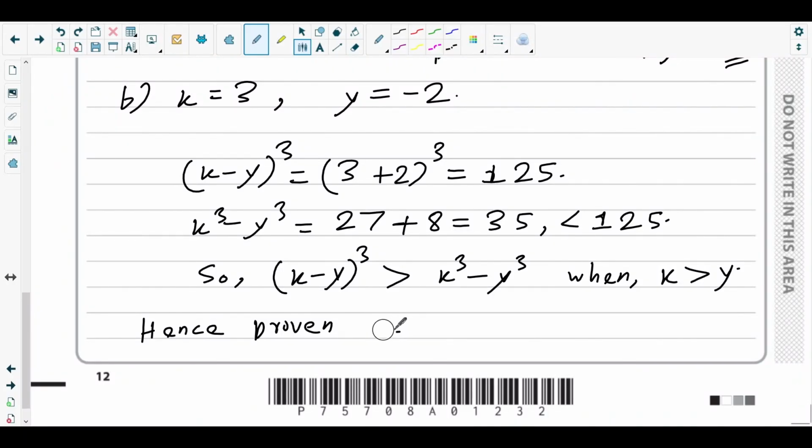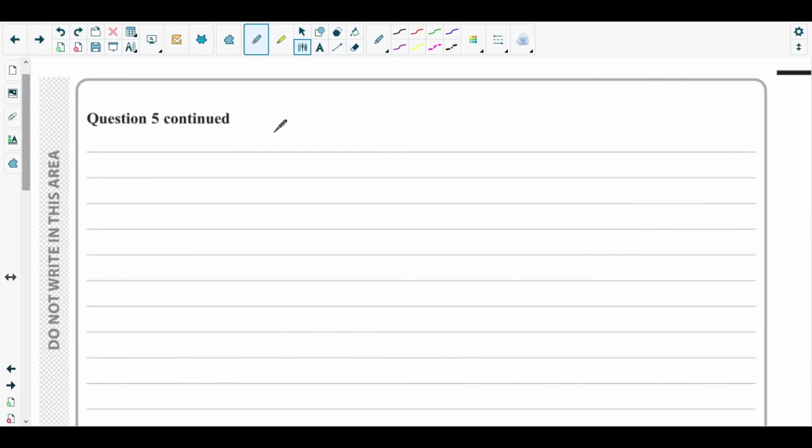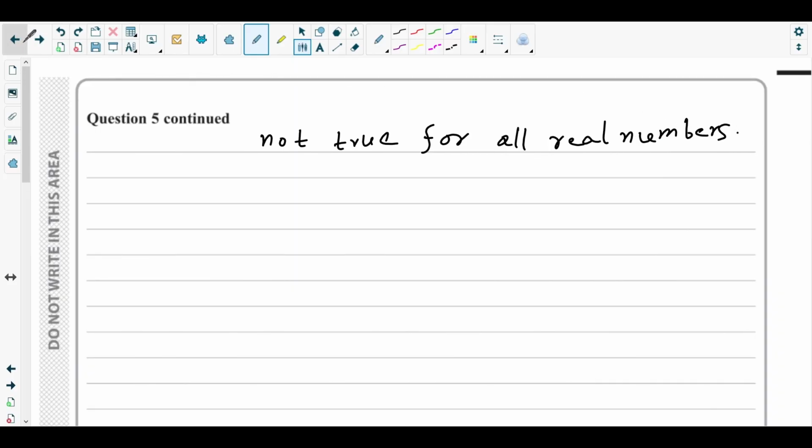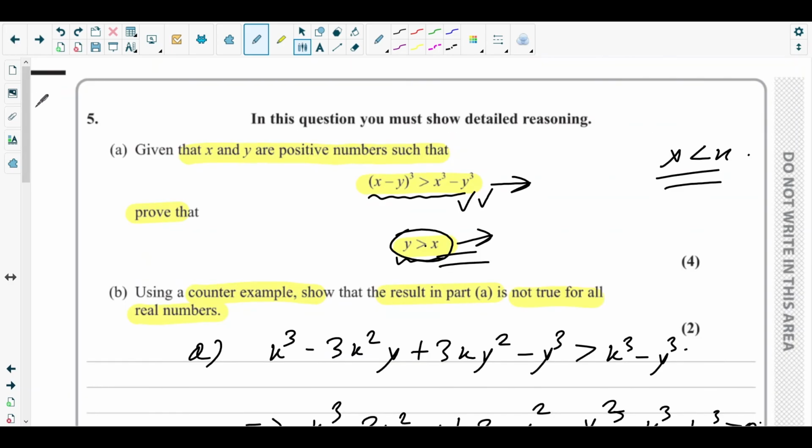The result in part A is not true for all real numbers. That's it. That's what part B of question number 5 has asked for. Fine.